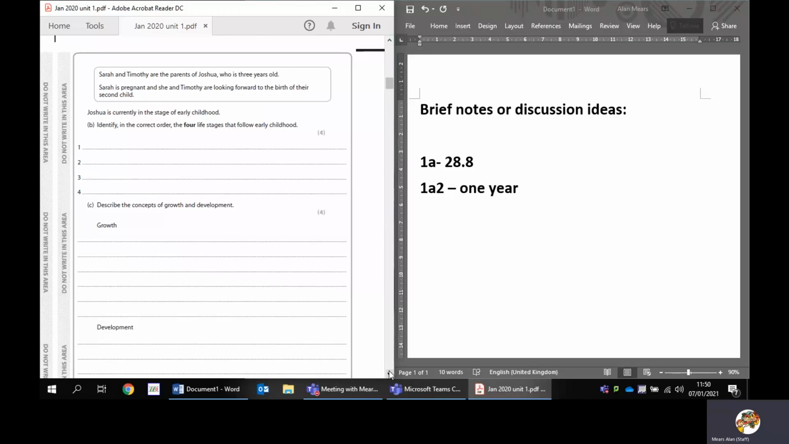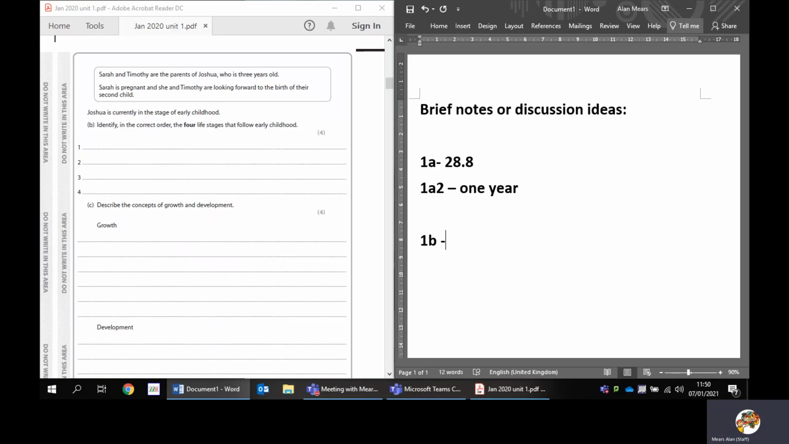We move on to the second set of questions. So this is the 1B questions. We've got Sarah and Timothy, parents of Joshua, who is 3 years old, same age as my little boy. Sarah is pregnant and she and Timothy are looking forward to the birth of their second child. Actually, strangely, same situation I'm in. Joshua is currently in the stage of early childhood. So as he's at the age of 3, he's in early childhood.